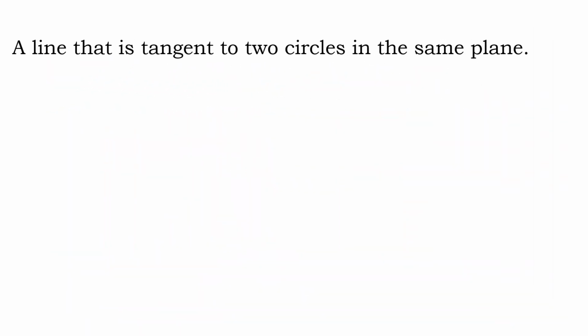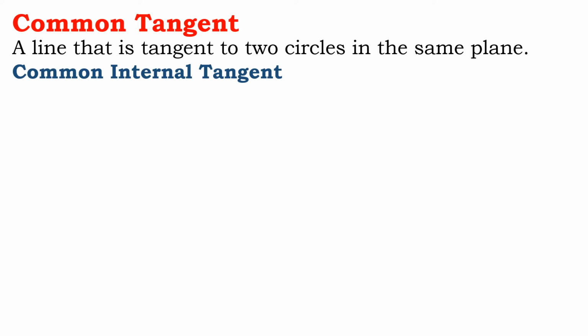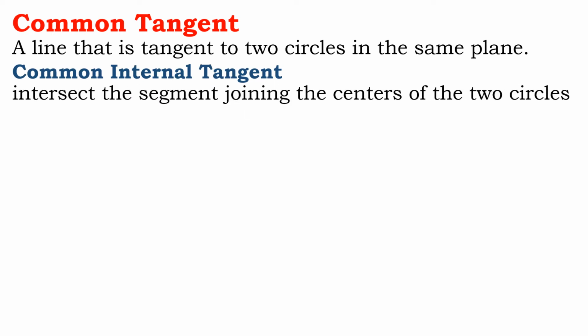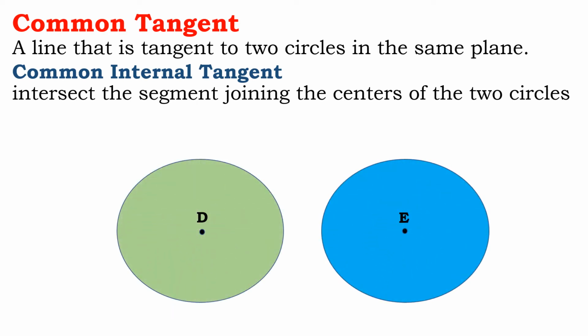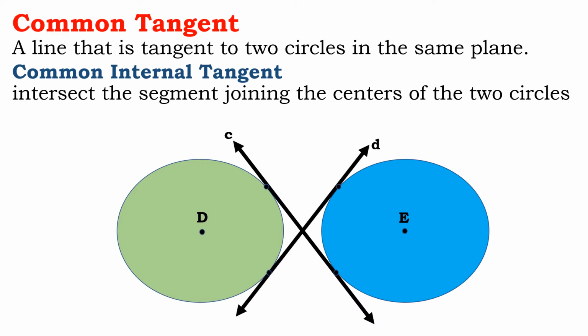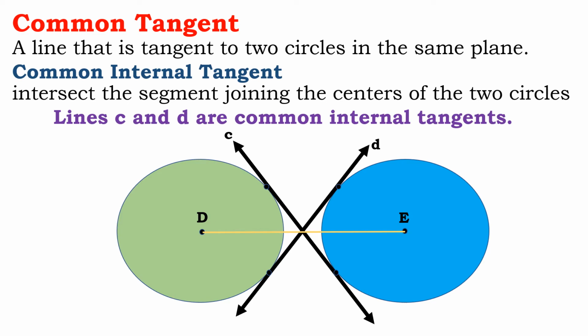A line that is tangent to two circles in the same plane is called a common tangent. There are two types of common tangent, the common internal tangent and the common external tangent. The common internal tangent intersects the segment joining the centers of the two circles. Given circle D and circle E, line C intersects the line joining the centers of the two circles at point D and point E. Therefore, lines C and D are common internal tangents.